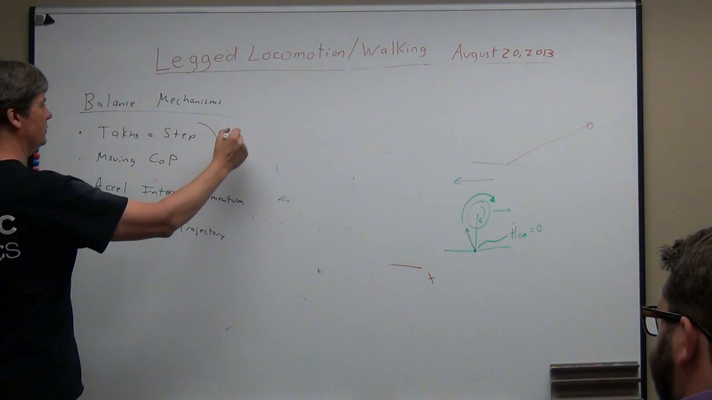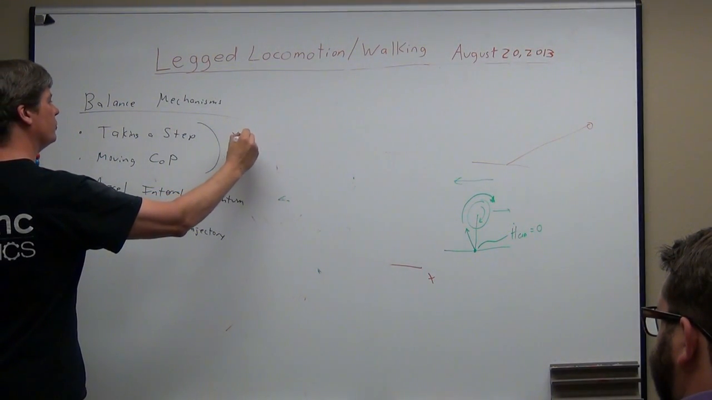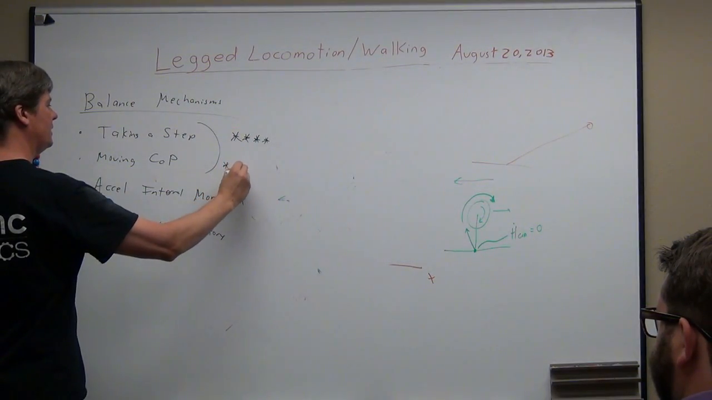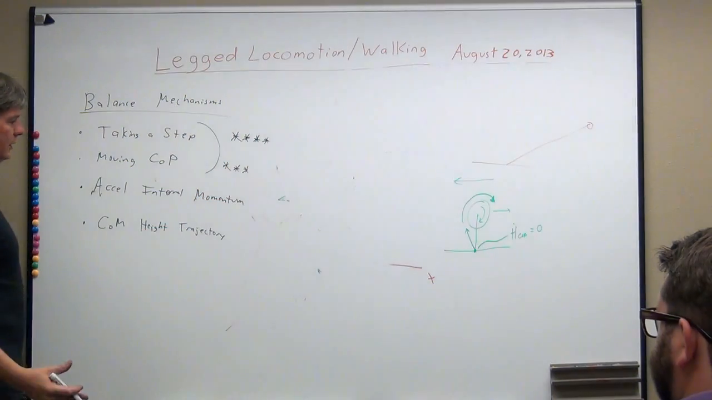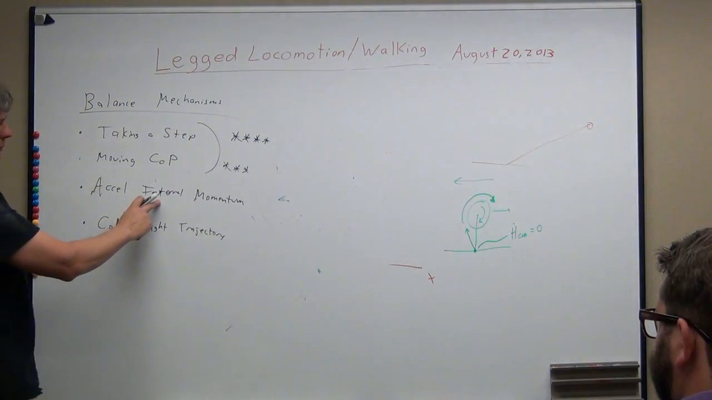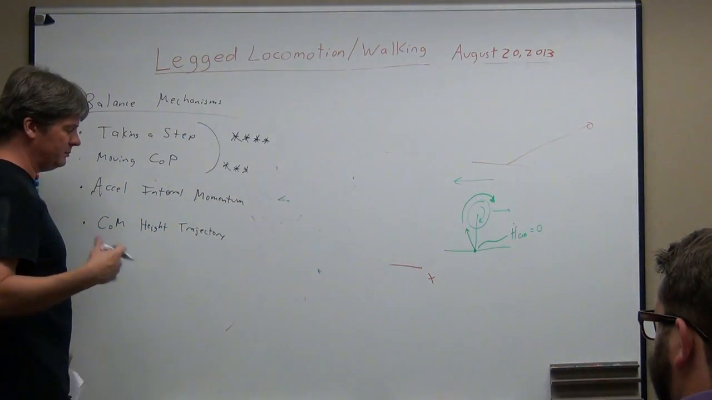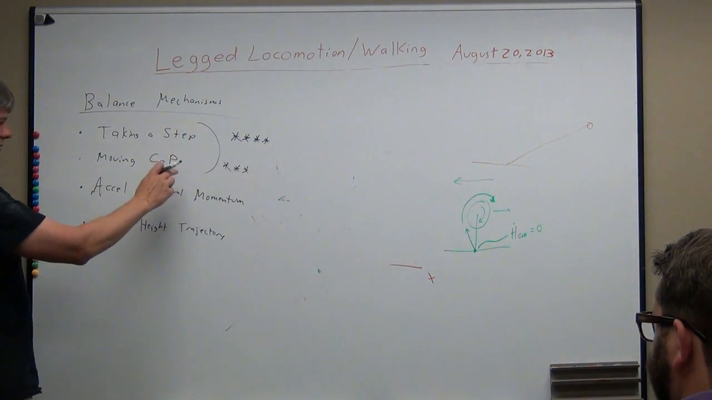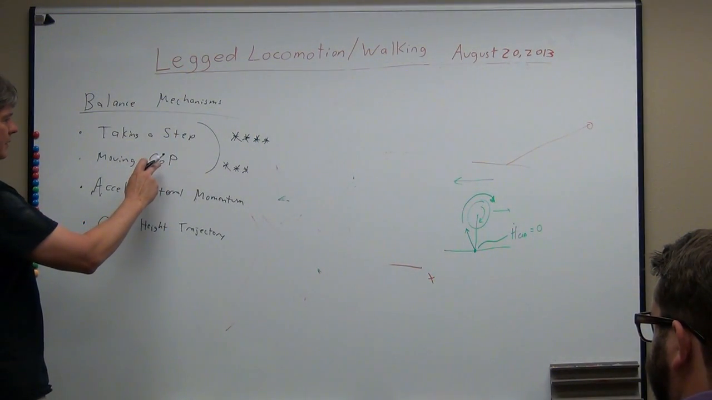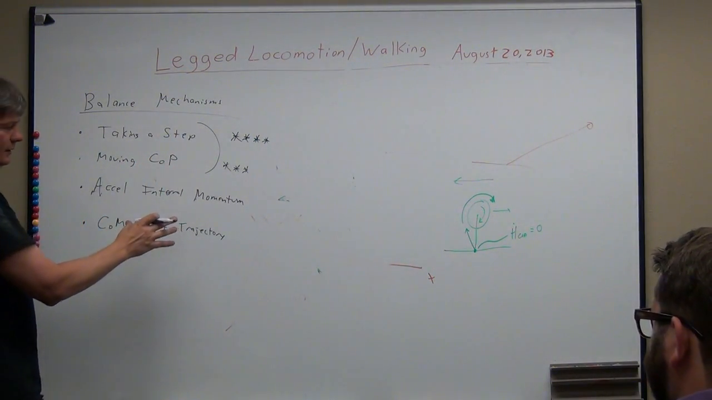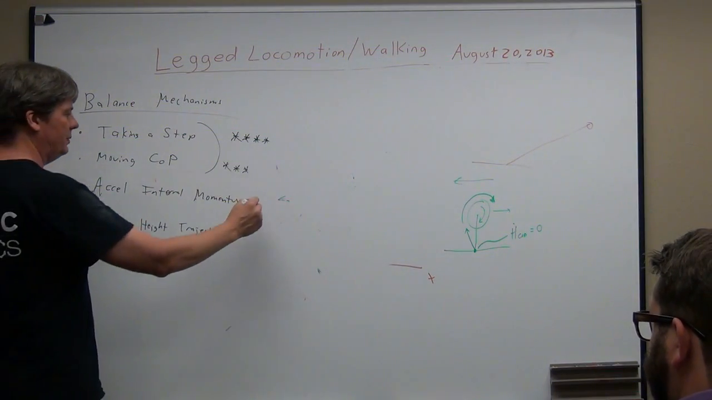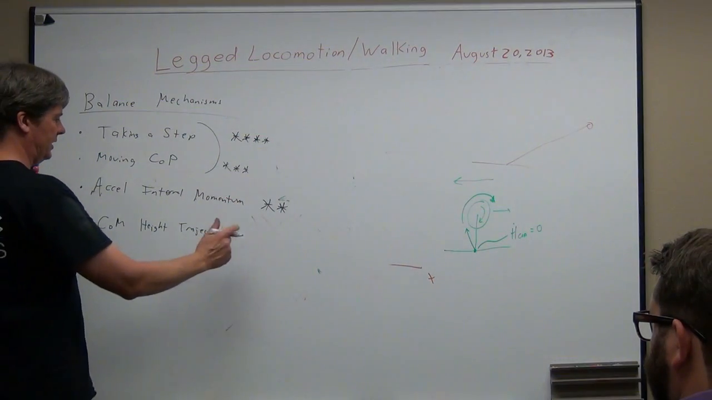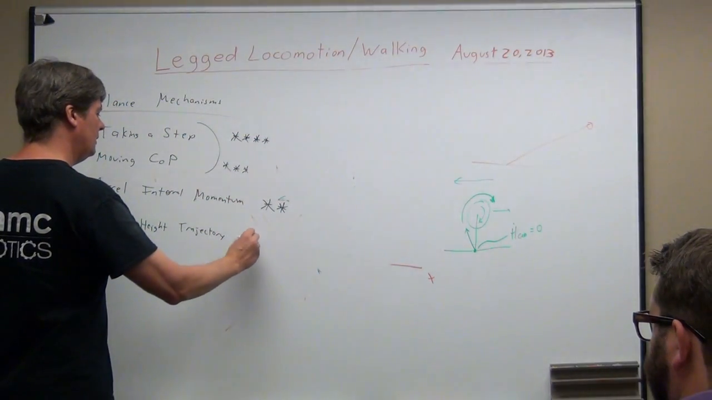Taking a step gives you, let's call that 4 stars. Moving center of pressure is only 3 because you can only do it a limited amount. Accelerating internal momentum, for most parameters we use, it turns out that the amount of benefit you get is the same as the size of your foot, essentially. But since you have to pay it back, only give it 2 stars. And center of mass height trajectory doesn't do really much for you. Only give it 1 star.